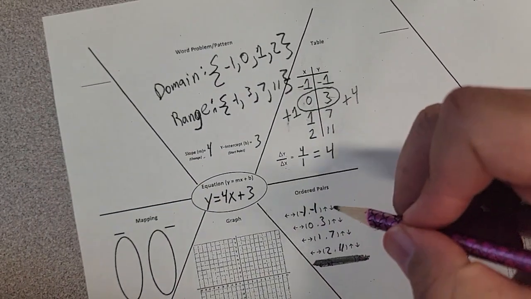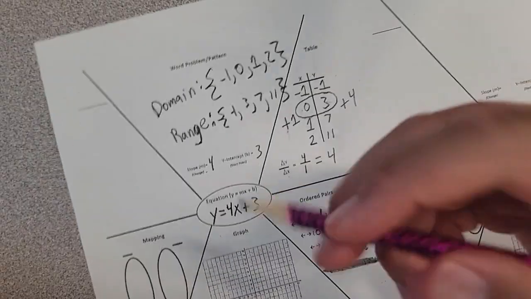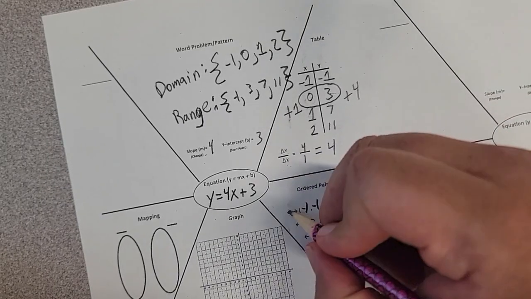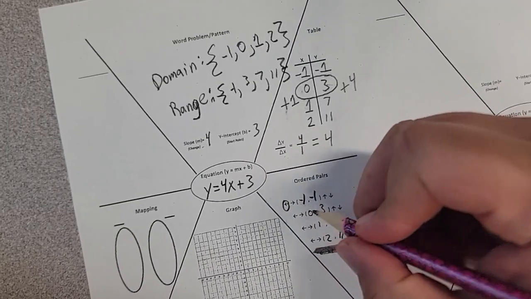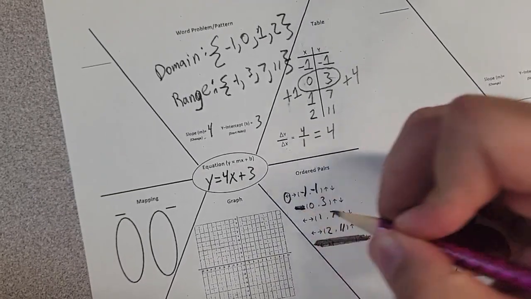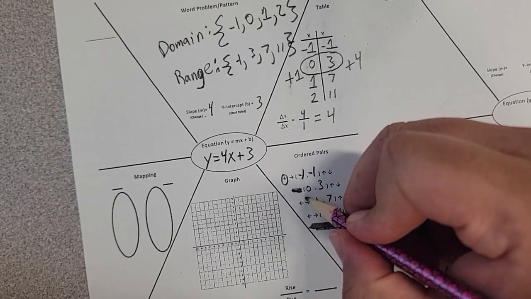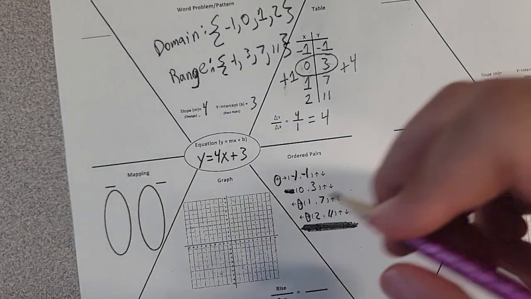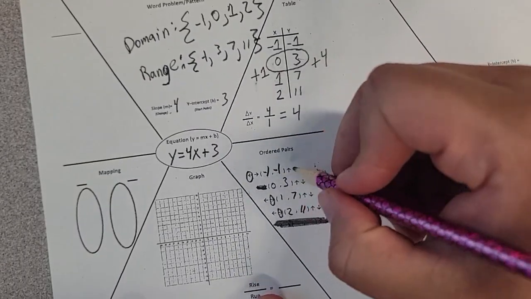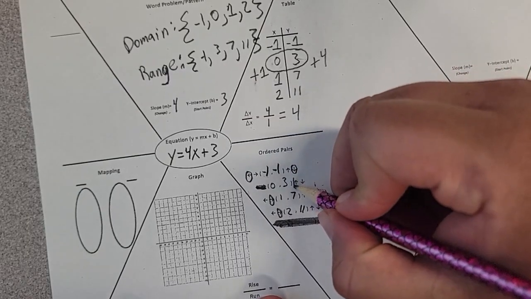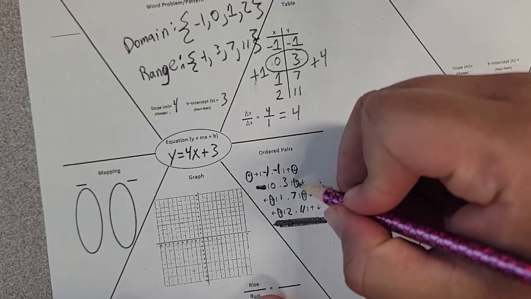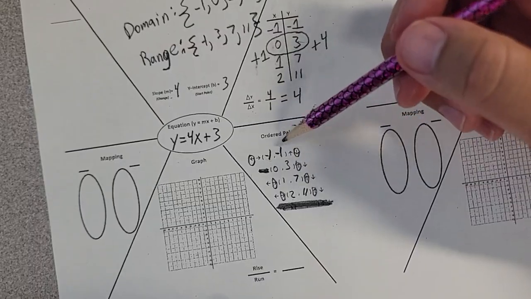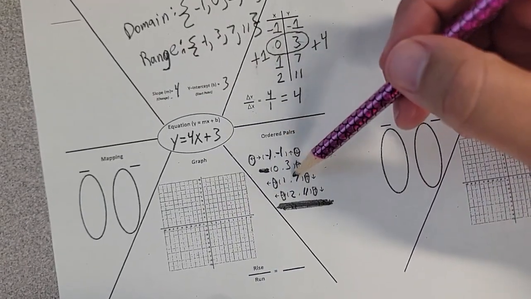Now, from the origin, from the middle of my graph, I need to move. So if I have a negative number on the x, it goes to the left. If I have a 0, you do not move. If I have a positive number, it goes to the right. So go ahead and circle those. Now we have up or down. If it's negative, it's going to go down. If it's positive, it goes up. So all these are positive, all these are going to go up. So that's how you plot the points from the ordered pairs.